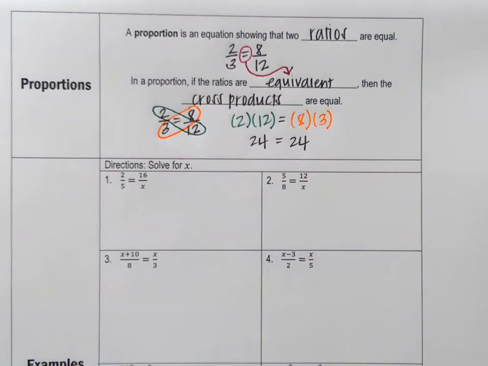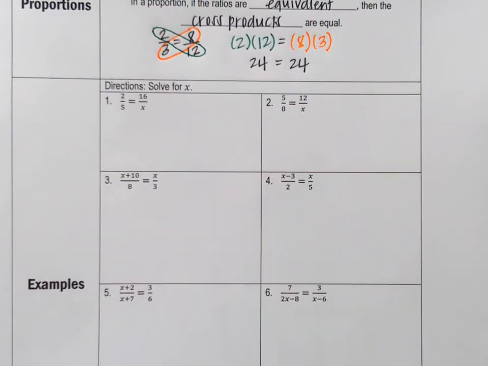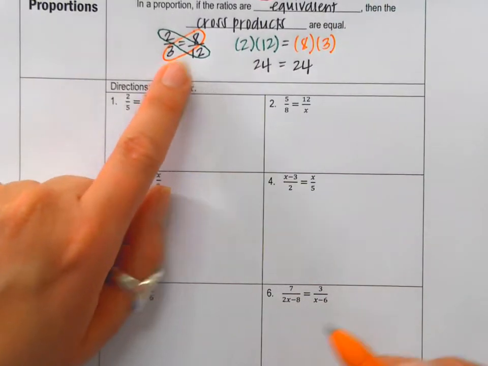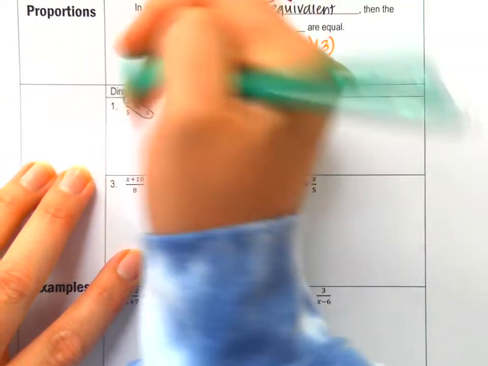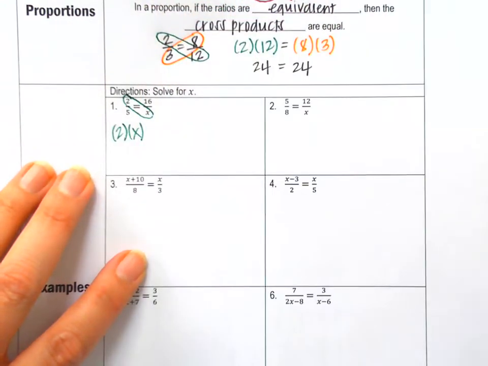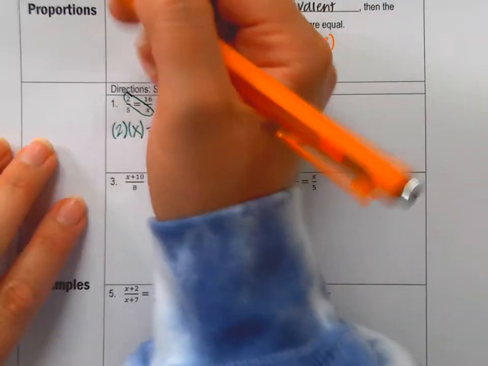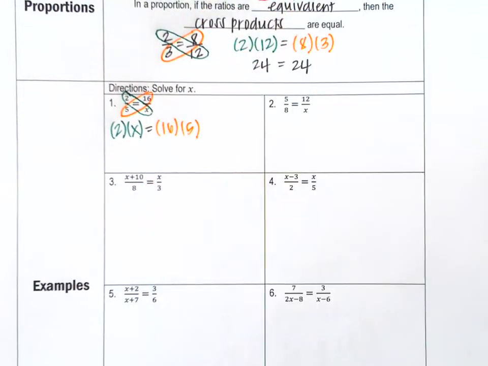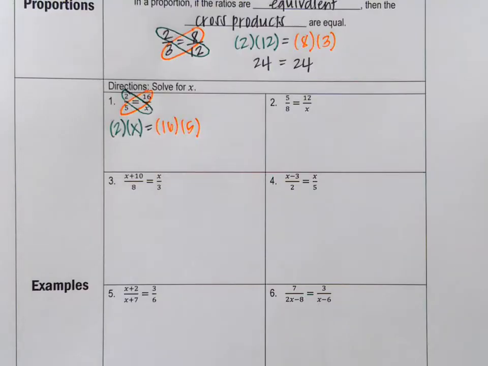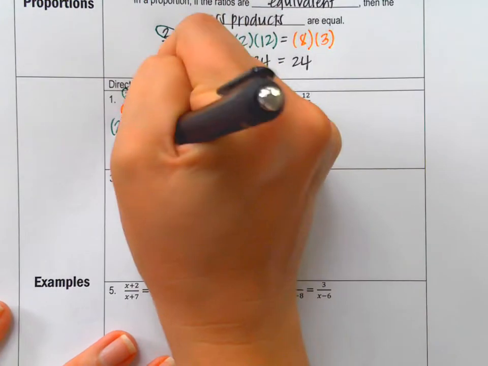So on number 1, we have 2/5 equals 16/x, and we're asking you to solve for x. So we use cross products to help us to solve. So we're going to set it up just like I did up here. I'm going to multiply 2 times x, and I'm going to set it equal to 16 times 5. So 2 times x is 2x. And then 16 times 5, just do that in your calculator, that gets you 80.